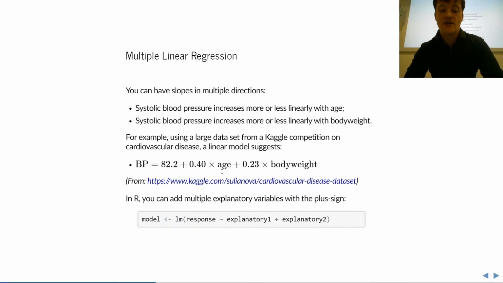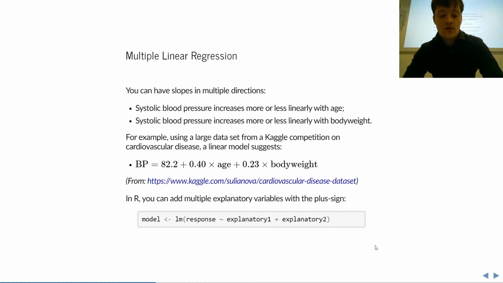So what I did here is I downloaded a very large data set on cardiovascular disease. And I used that data set to see if I can find a linear relationship between the systolic blood pressure, age, and body weight. And my idea was, okay, higher body weight individuals will on average have higher blood pressure, and older individuals will on average have higher blood pressure. And how much do either of these contribute to the average blood pressure?